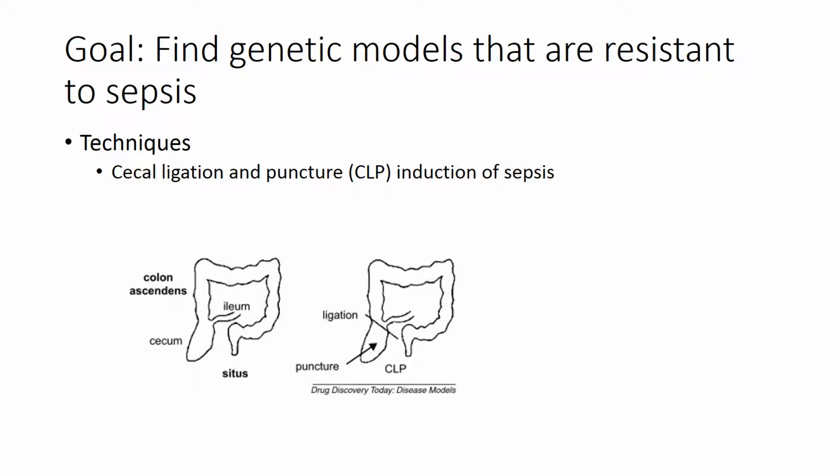You're going to tie that suture, not completely off, but you're going to impede the flow. You take a needle and puncture it in that region, and some of the contents from the intestine can ooze out of the intestine and cause infection in the abdomen. You do this as a model of sepsis, and you are looking for viability of that mouse model after they have the induction of sepsis. So we will test a wild-type mouse, and we will also test a genetic model.